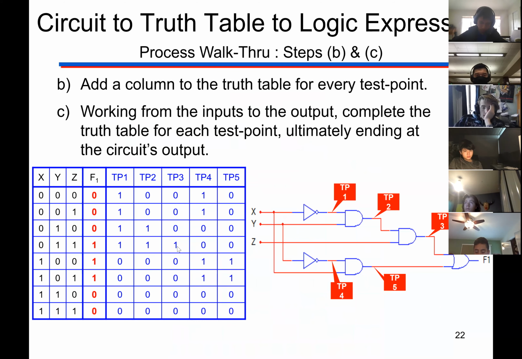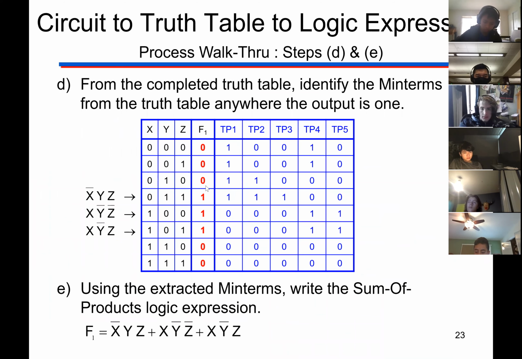Once you have that, we know all of this, now we need to figure out what the min terms will be. We've got all our outputs, we've got all our test points figured out. So the min terms are just these 3. When it's not X, Y, Z, that gives an output of 1. When it's X, not Y, not Z, that gives an output of 1. And when it's X, not Y, Z, that gives an output of 1. Those are the only 3. And so we've got our sum of products expression, just putting those 3 min terms together, separated by plus signs.